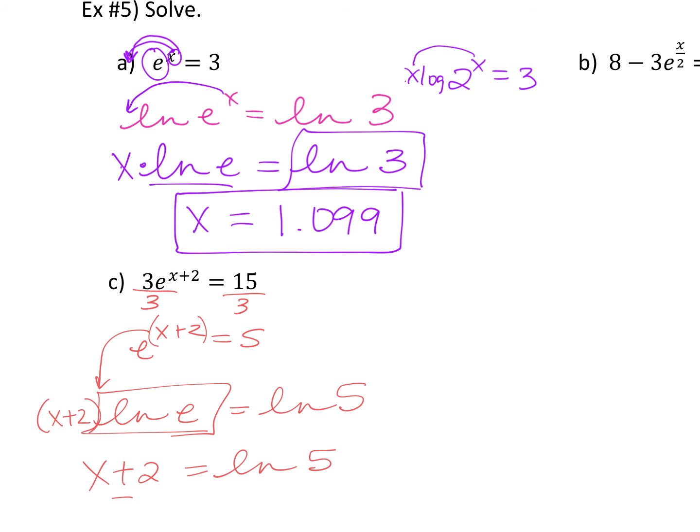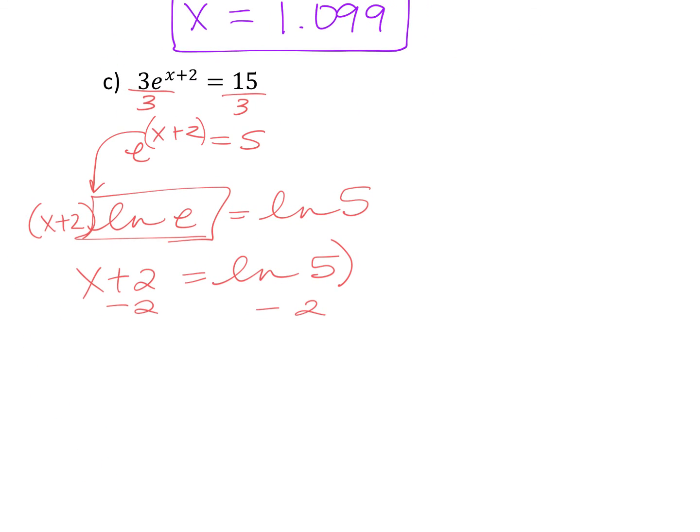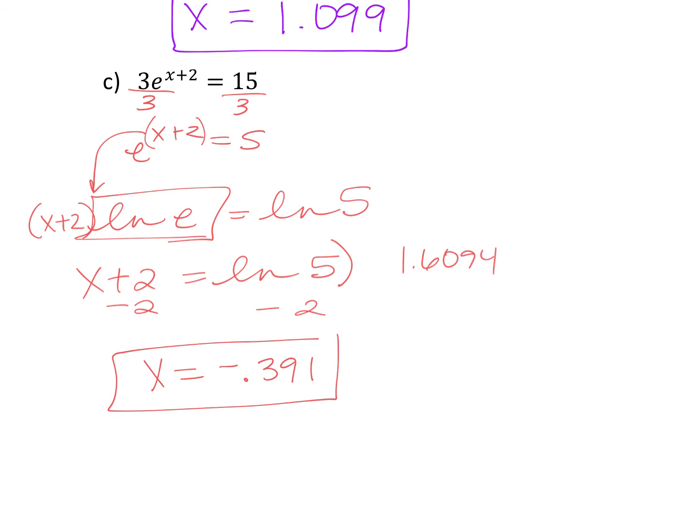And then you're going to take away 2. So really, plug into your calculator the natural log of 5, parenthesis, minus 2. If you want to turn the natural log of 5 into a number, that's fine. This is 1.6094. And then you're taking 2 away from that. So you get x equals negative 0.391. Okay.